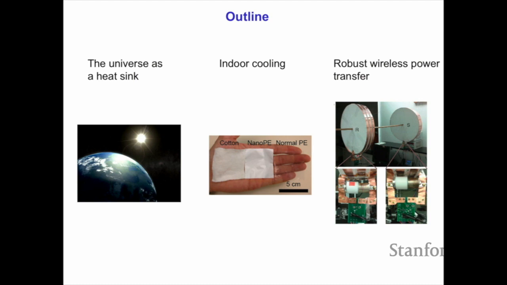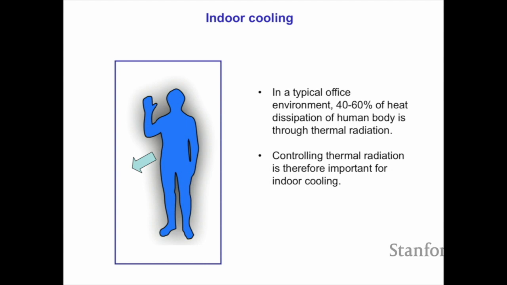Now, in the case of indoors, like where we are right now, our human body is typically maintained at a temperature that's above room temperature. And so the objective of an air conditioning system ultimately is to facilitate the heat dissipation from the human body to the environment. As it turns out, in a sitting environment, which is what we are doing right now, about 40 to 60% of the heat dissipation from the human body is through thermal radiation. So if one can control the thermal radiation, you can facilitate the dissipation of body heat into the ambient environment and therefore reduce the amount of air conditioning that you will need.